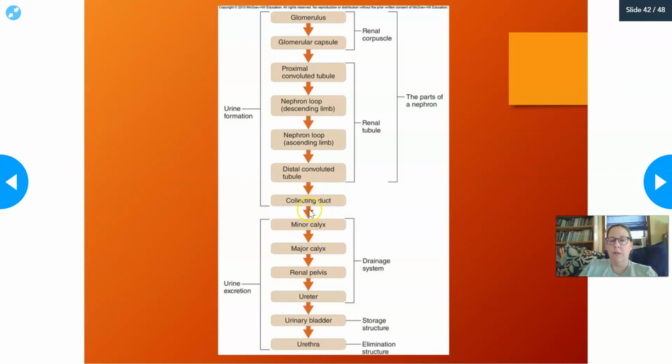From the collecting duct, it will drip through the papillae to the minor calyx, the major calyx, and then the renal pelvis, which are basically a series of funnels going from smaller to larger to the largest. Then it will drain down from the renal pelvis through the ureter into the bladder. This is the drainage system of the kidney. The bladder, a storage structure, will hold the urine for a little while, and then it will leave through the urethra, which is the elimination structure. These are all about urine excretion, or just moving it out of the body.